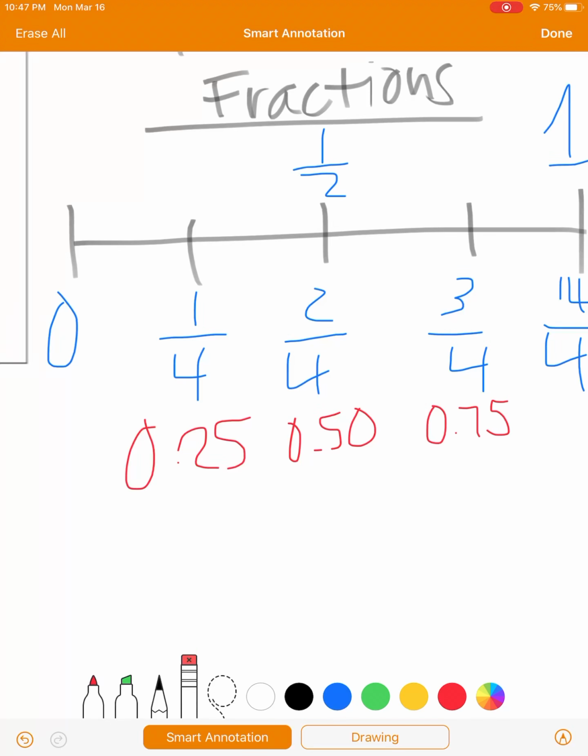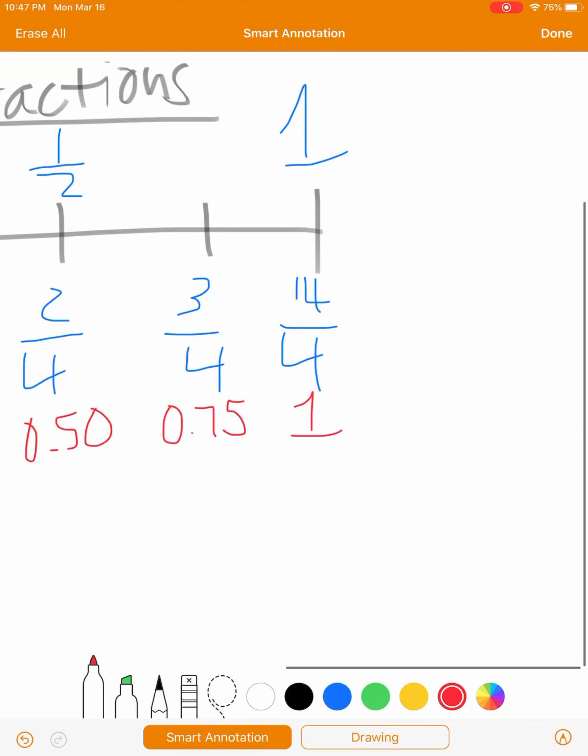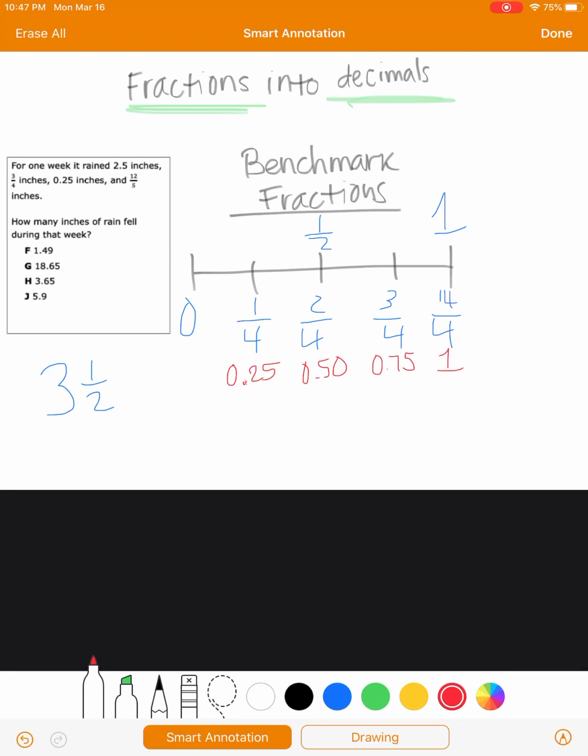And if you have 4/4, that means that you have $1 whole. Okay? So if I see 3.5, I should be able to recognize it right away and know that this represents 3 and 50 cents, or 3 and 5/10. They represent the same thing.